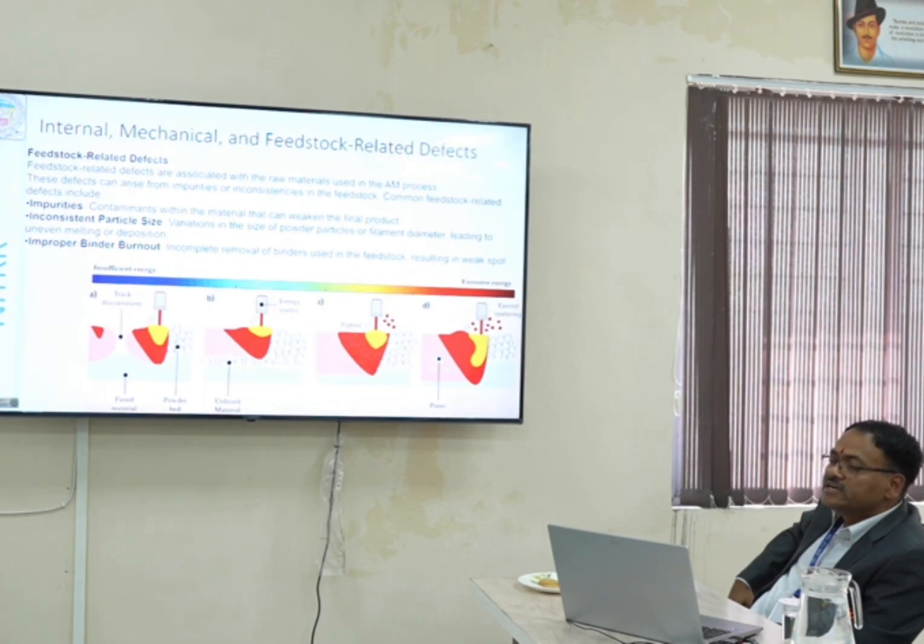Then there may be feedstock related defects, which originate from issues with the raw material used in the additive manufacturing process. These defects are closely tied to the quality of the feedstock, wherein its powder or filament properties matter.